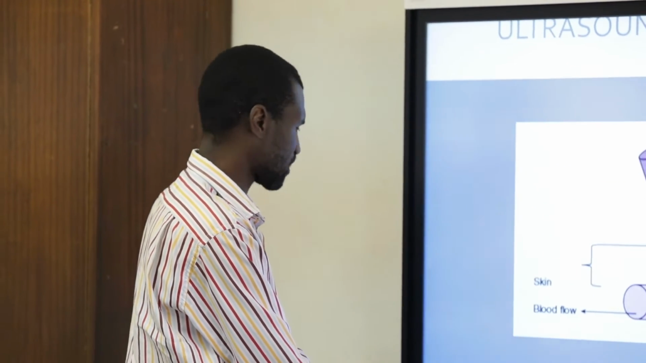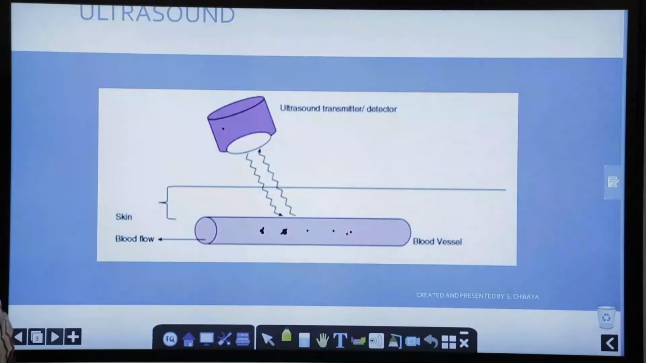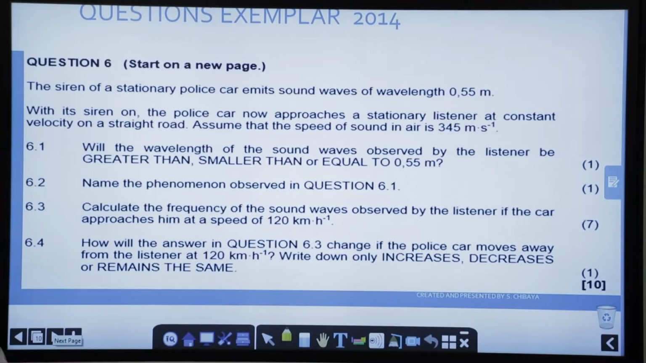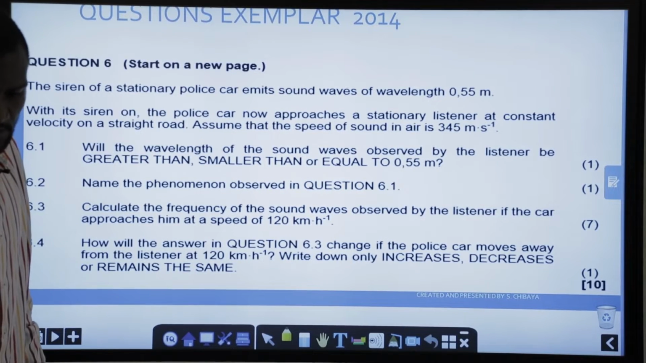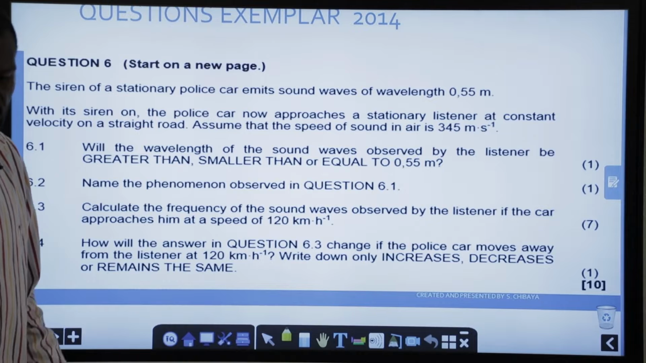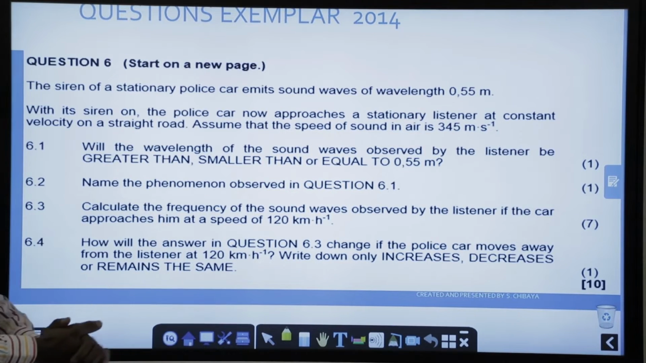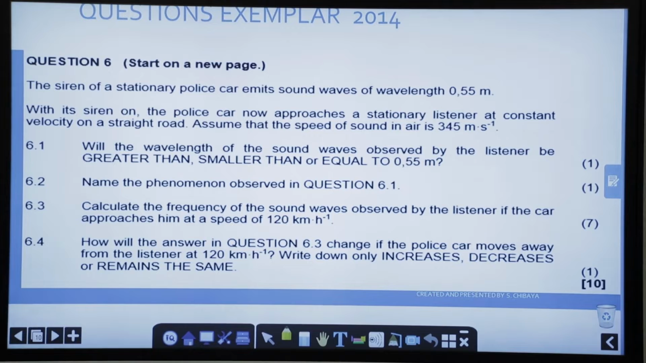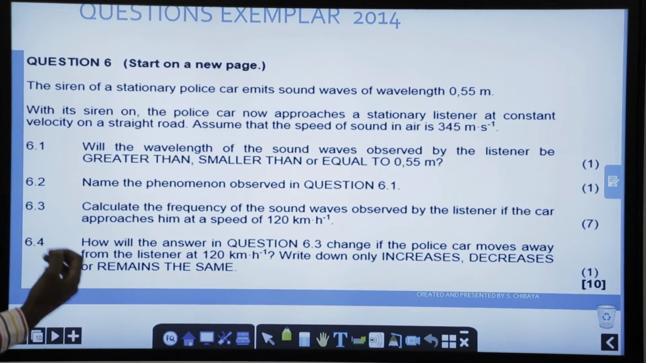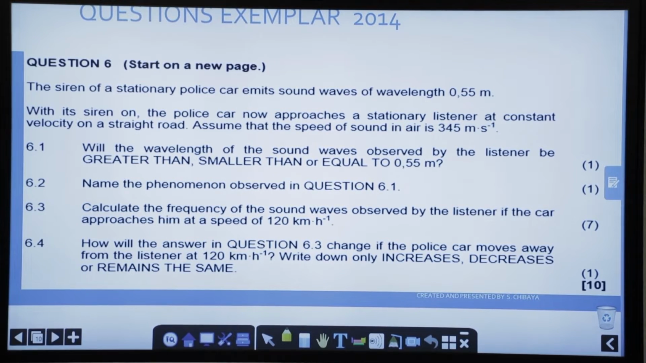But before we go any further, we want to look at some exam questions that we can find to do with the Doppler effect. Here is a question that says the siren of a stationary police car emits a sound wave of 0.55 meters.